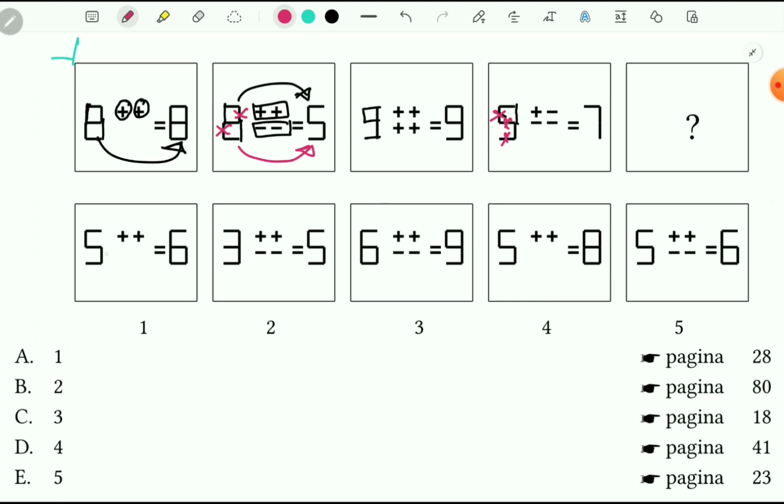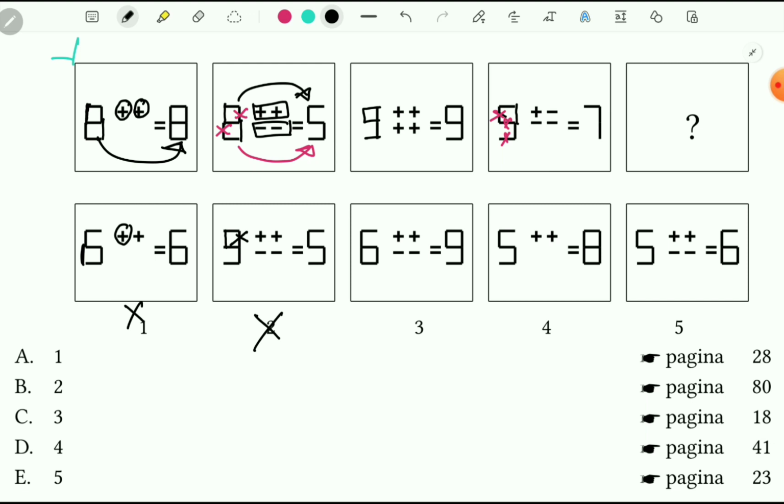In case of 5, I think you would agree with me that we need only 1 positive to become 6, not 2. Therefore this is not the correct answer. In case of 3, 2 positive, okay, we can use 2 positive, then 2 negative. No, we need only 1 bar, and we need to remove also 1 bar, this one. So this is also not correct.